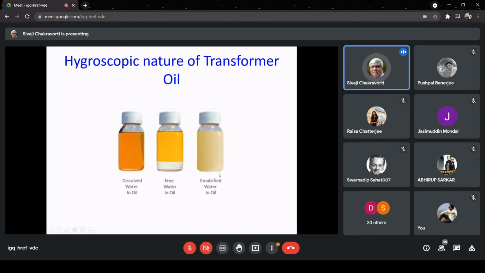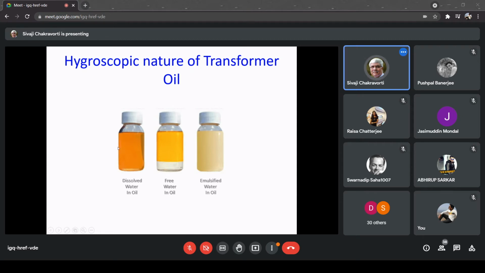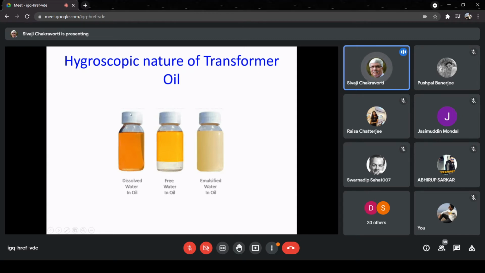So here you can see different types of oil samples. The left one is when water is dissolved in oil, but as you know, there is always a saturation level limit. If that saturation level is crossed at a given temperature and pressure, we can also get free water in oil. This is not a joke, we actually get it in particularly degraded oil. And this is another case where we can see emulsified water in oil. But the first one is most common, the middle one is rare, and the third one is also not very common.